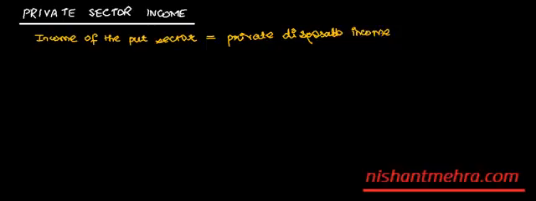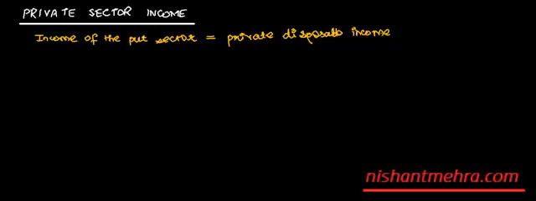Well, this is just the income which the private sector has available to spend, right? Supposedly, if I'm earning 100 rupees, 20 rupees I have to give as a tax. So 80 rupees I have to spend. Similarly for private sector income. So whatever income the private sector is earning, less the taxes which it has to pay, is the private disposable income. This is the income which is available to the private sector to spend.